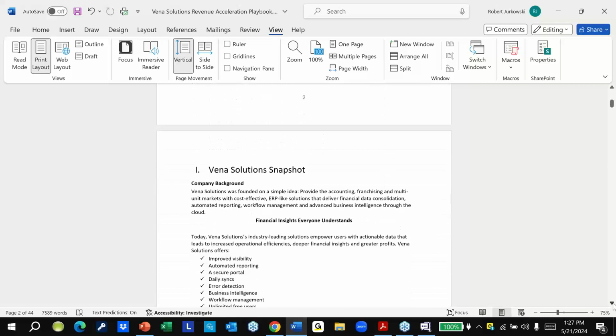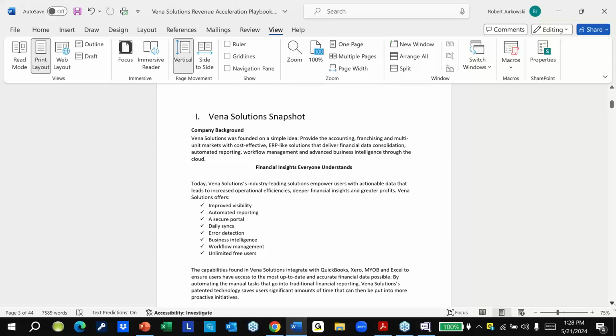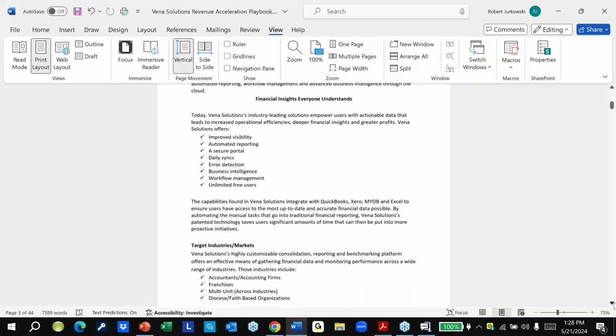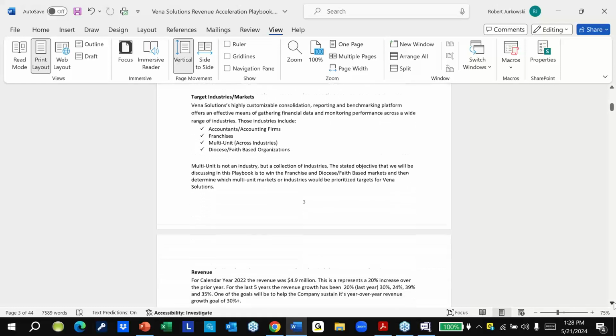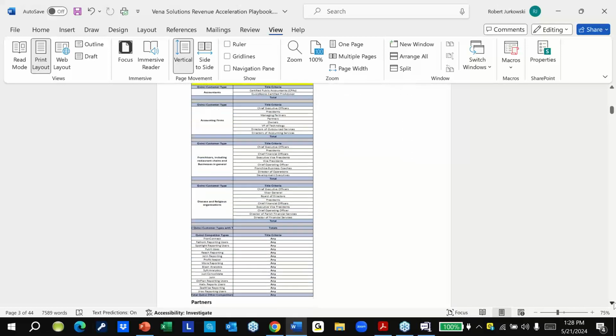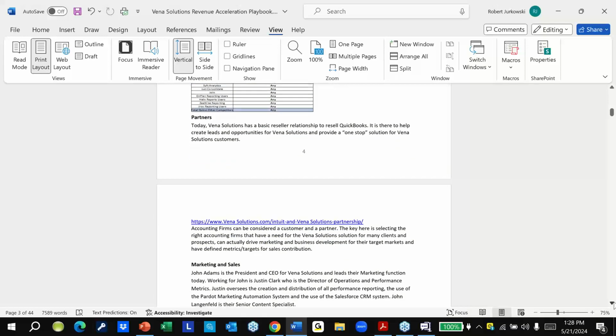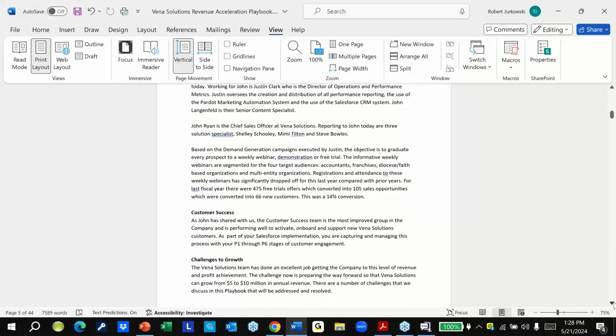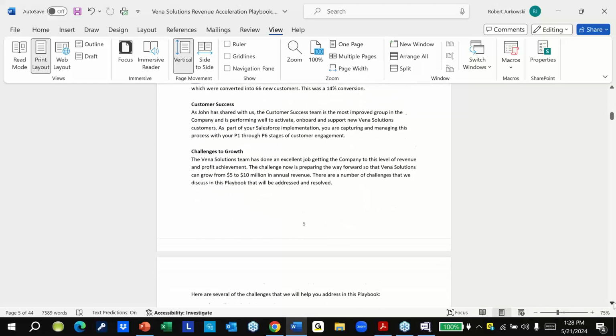So in this playbook for Vino, we really did, under an NDA, a true deep dive in terms of everything that they've done, what they've accomplished, what the results were, where they're at today, and what they were thinking about in the future. And you do that by looking at the target markets they have, their revenue mix, their partnerships, the marketing and sales team they have in place, customer success, and then challenges to growth.